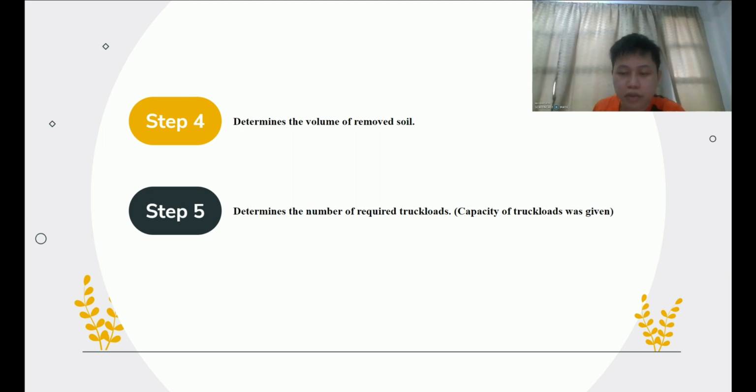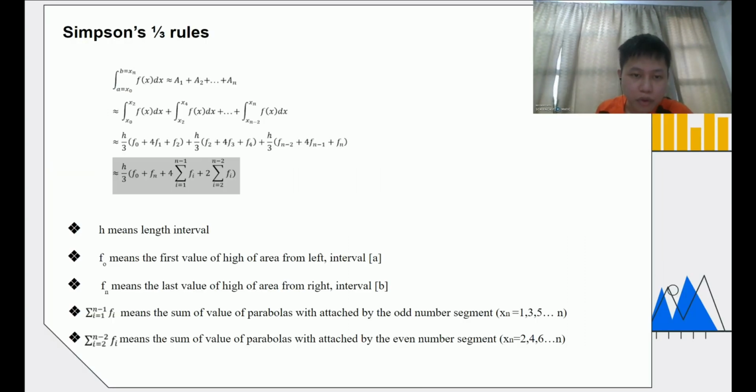The capacity of the trucks is given. Next, the formula we use is Simpson's 1/3 rule. And the formula is h divided by 3 times f0 plus fn plus 4 times f1 plus 2 times f2.